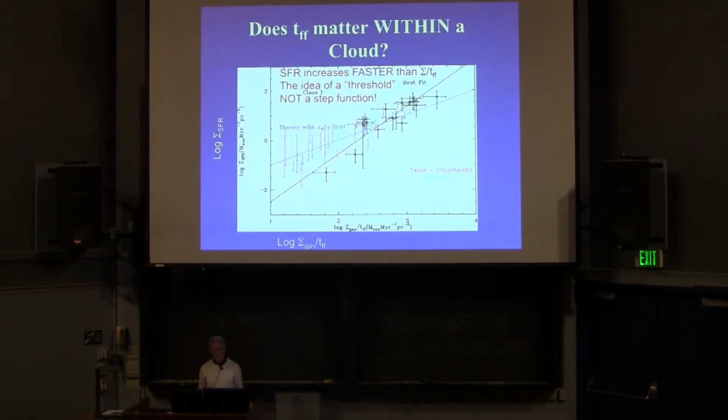Okay, so the star formation rate seems to increase faster than the prediction of the surface density over free fall time. This is really the idea of the threshold, which has been slightly misunderstood. I think both Lada and Heiderman et al. suggested the term threshold, but what they meant was this very steep increase. It's not intended to be a step function. There is star formation occasionally out here at these low surface densities, but it is much rarer. So it's a steep increase within a cloud that's really implied when we talk about a threshold.